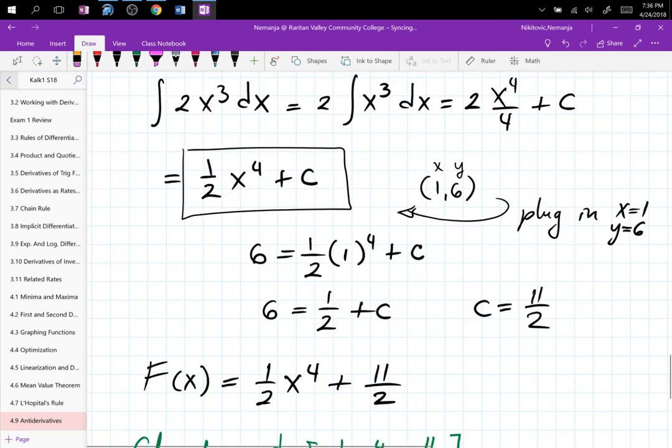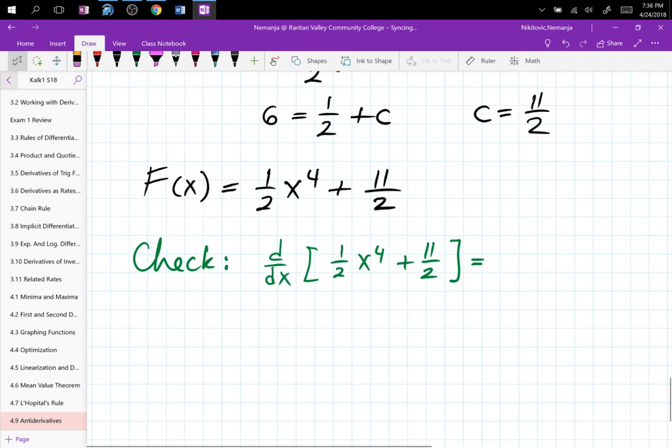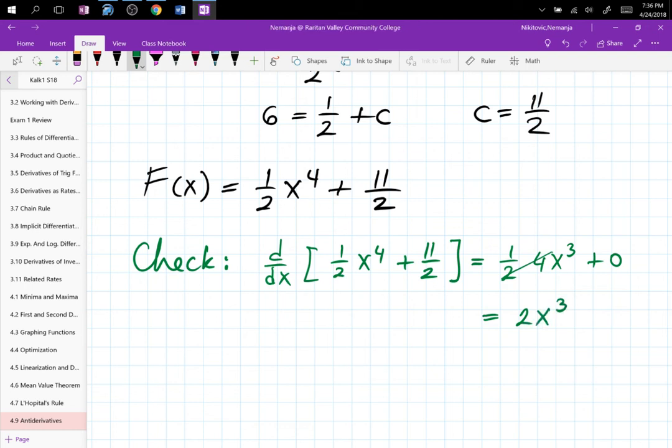Let's go. To find the derivative, we copy the constant. We take the derivative, which gives us 4x cubed plus 0. 4 and 2 will cancel. Get 2x cubed plus 0 is 2x cubed. We got exactly 2x cubed, and we know that this is good.